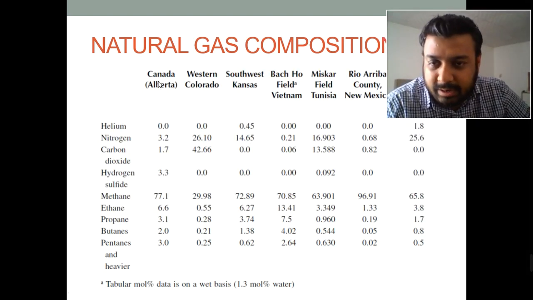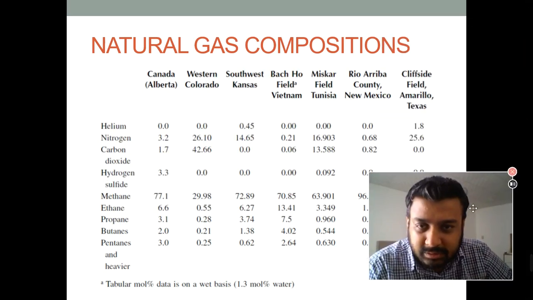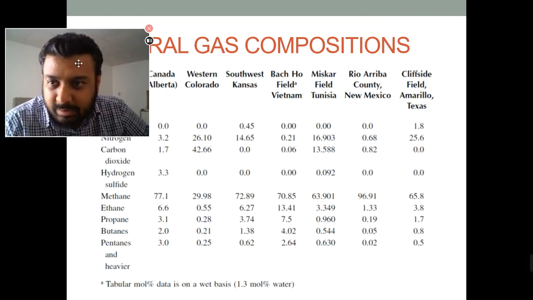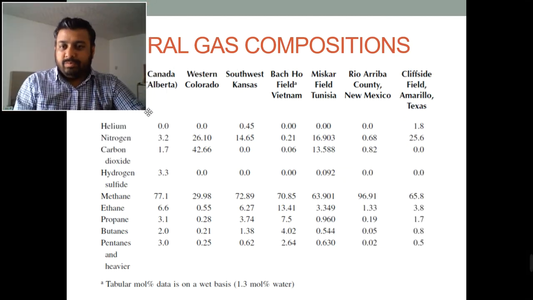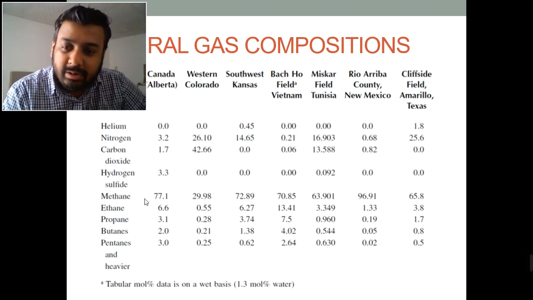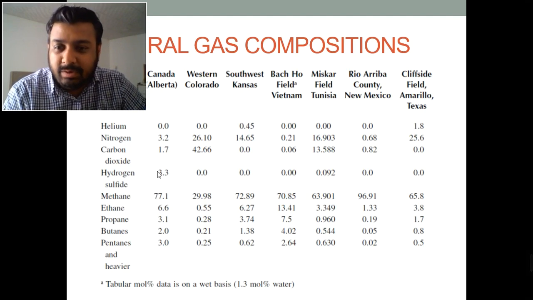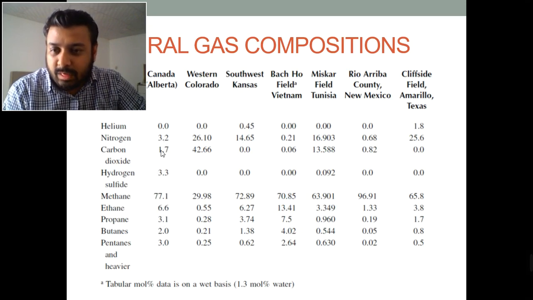Let's look at some of the natural gas compositions around the world. Here you can see Canada, Western Colorado, and Southwest Kansas, usually the United States fields and Canadian fields we are talking about here. In Canada, 77% is methane, and this is what we are interested in. When we talk about natural gas, we are definitely talking mainly about methane gas. Here you can see that propane is 3.5, 6.6, 1.7. So we have to remove this nitrogen, carbon dioxide, H2S.